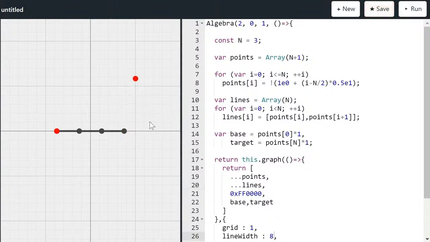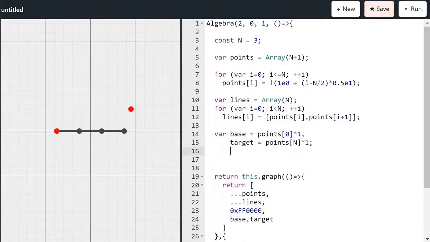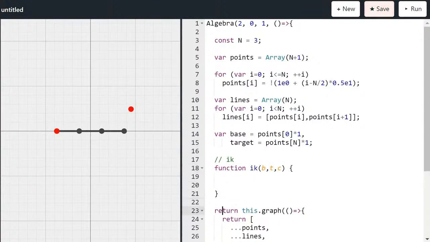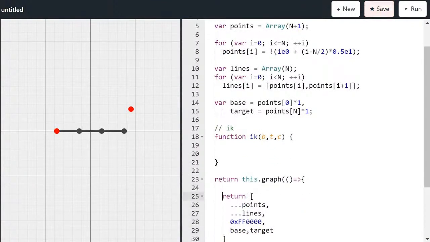Now what we want is, when we move this target, we basically want this arm following us, and at the same time we want the first point to be restricted by the base. And we will do this with a simple, very geometric iterative procedure. So this is our IK procedure, function IK. It will take a base, a target, and a chain. I'm going to use short letters because I have to type them. And then, of course, we will have to call it IK with base target points.